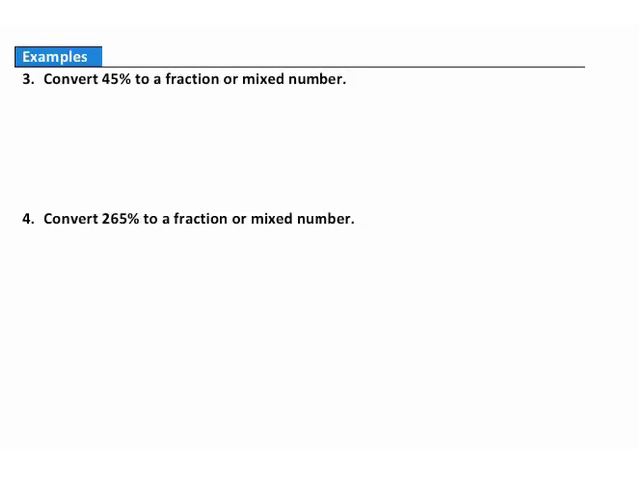Now let's take a look at some examples that will help you understand how to convert a percent to a fraction or mixed number. Example 3. Convert 45% to a fraction or mixed number. Well, the first thing we're going to do is start by writing 45% as a fraction. And just like always when we write a whole number as a fraction, we're just going to write 45% over 1. Now what I want to do is multiply here by a fraction that's equal to 1 that is going to divide out my percent symbol.